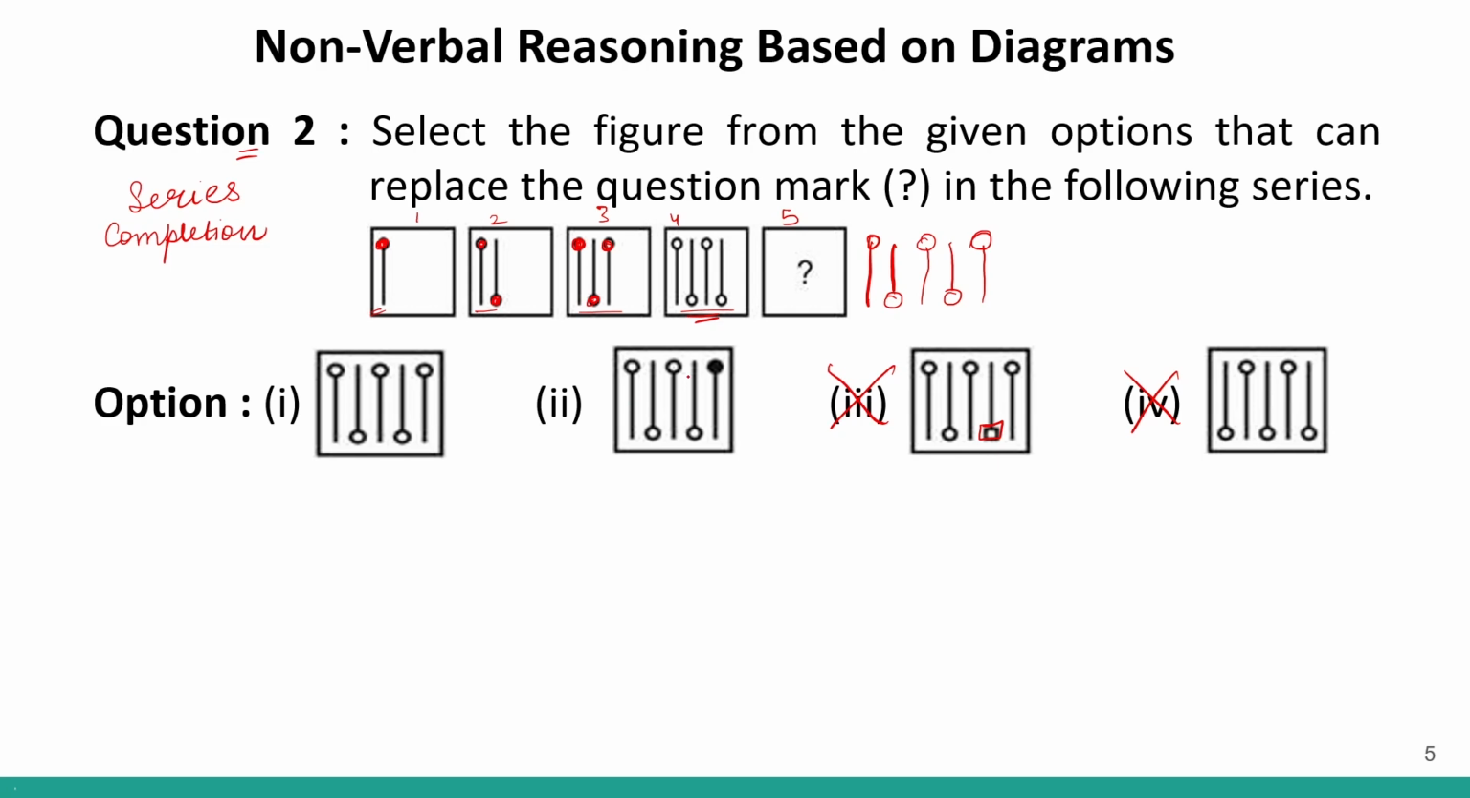If I look at option 2, this arrow is shaded. We do not have any shaded arrow. Hence, option number 2 is also eliminated. And that leaves us with option number 1. So in option number 1, we have the exact same figure like this one. Hence, option number 1 will be the correct answer.